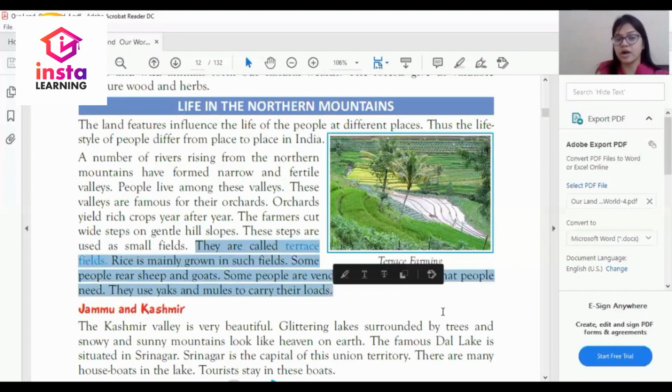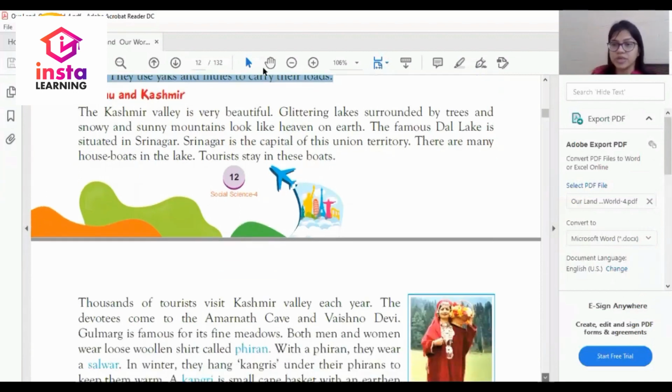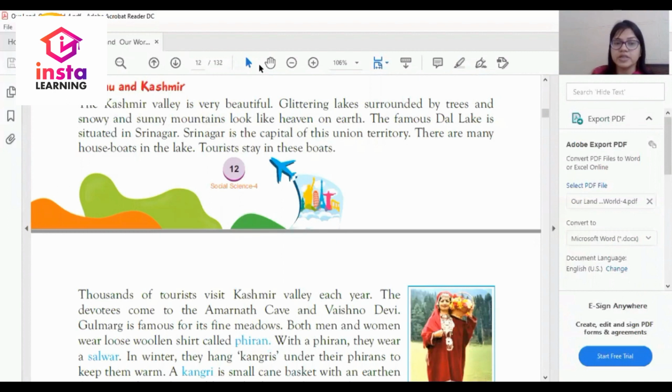Some people are vendors. They sell goods that people need. They use yaks and mules to carry their loads. So, let's discuss Jammu and Kashmir. Dear student, the Kashmir Valley is very beautiful. Glittering lakes surrounded by trees and snowy and sunny mountains look like heaven on earth. The famous Dal Lake is situated in Srinagar.